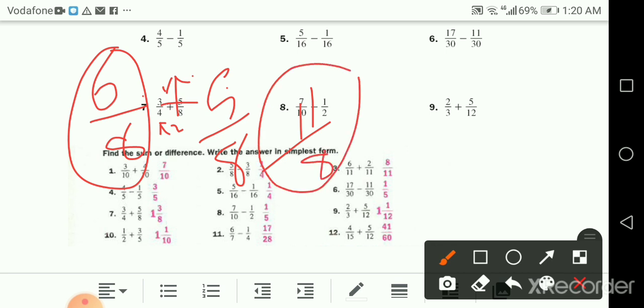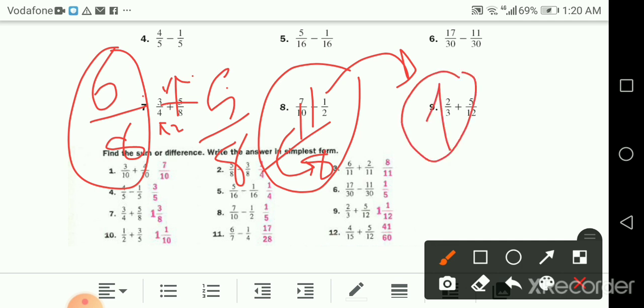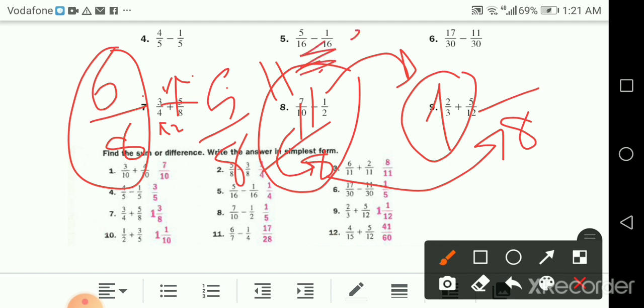This is improper, right? I want to convert it into mixed. How? 11 divided by 8, the nearest is 8 divided by 8. It's 1. Here the denominator is the same, 8. Okay, 11 minus what I divided, which is 8. 11 minus 8 is 3.